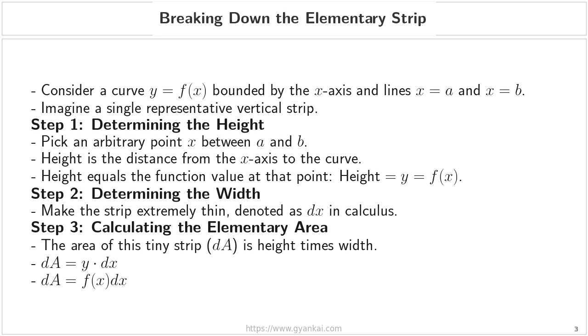Now that we understand the general idea of approximating area with rectangles from the previous slide, let's zoom in and look at the anatomy of just one single piece. This is what we call breaking down the elementary strip. By defining this single elementary area, we have created the building block that we will eventually sum up to find the total area under the entire curve.